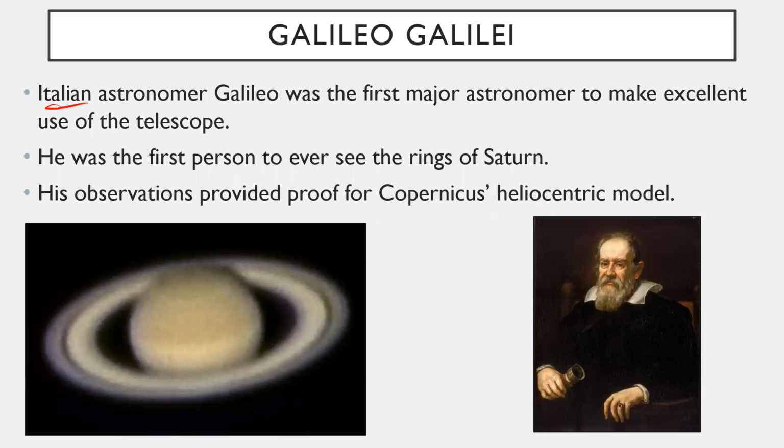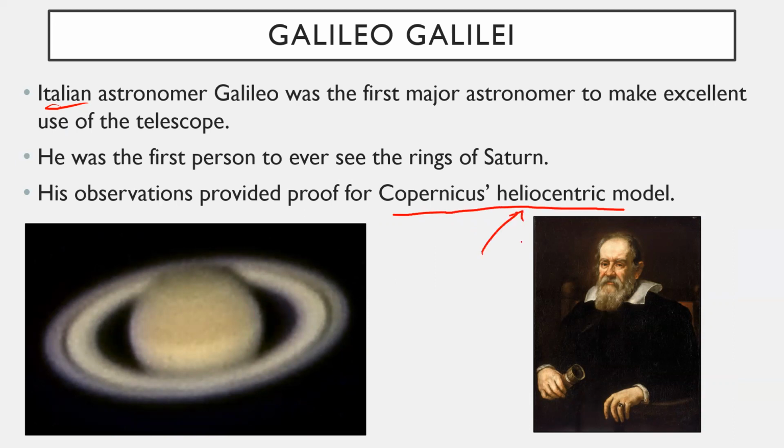So he was the first person to ever see the rings of Saturn. He pointed his telescope at Saturn and he went, oh wow, that's not just a star in the sky. There's actually something else to it. It's pretty phenomenal, right? Now, his observations provided proof for Copernicus's heliocentric model. We talked about that in class before as well.